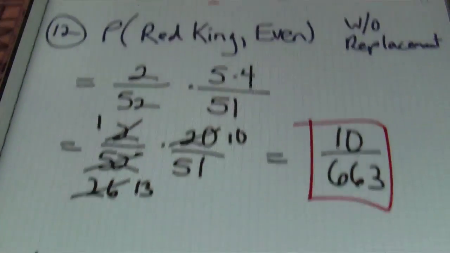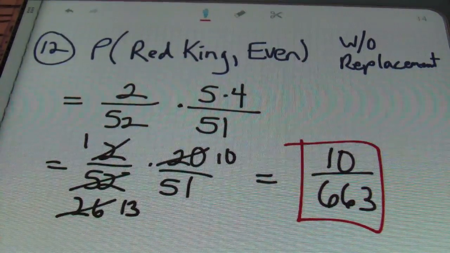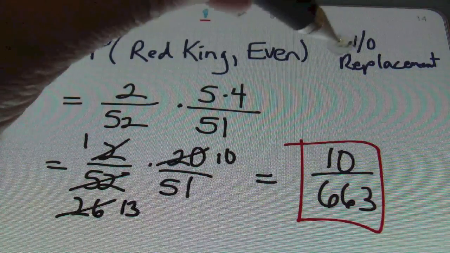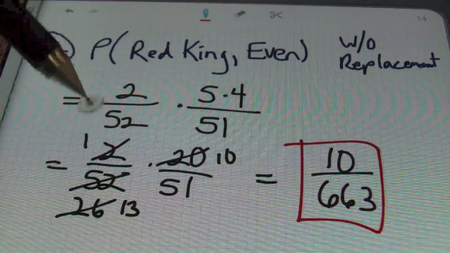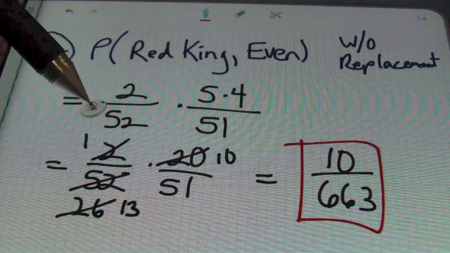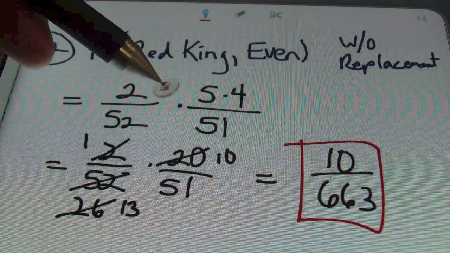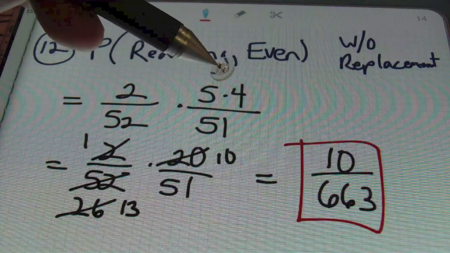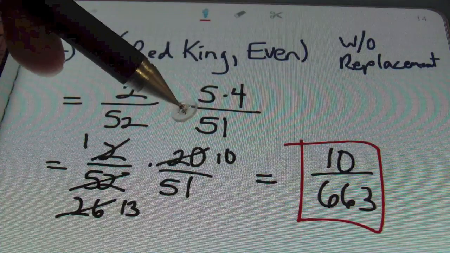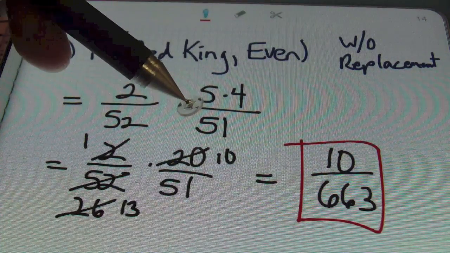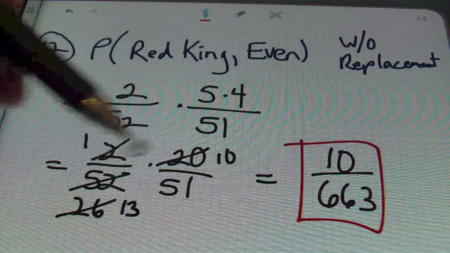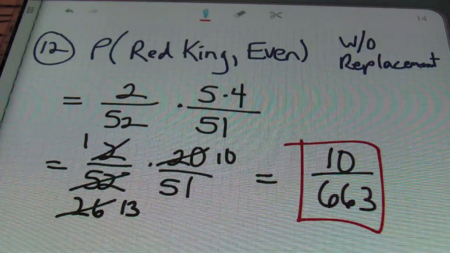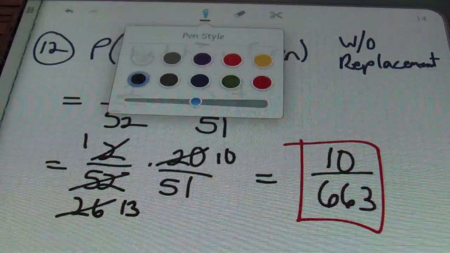Done and done. So once again, in setting this up, we had the probability of pulling a red king out for our first card and then an even numbered card without replacement. We had 2 kings out of the 52 cards, and then you'll multiply that when you pull out that second card, and we had 5 even numbers times the 4 suits to give us 20 over the remaining number of cards in the deck, which is 51 cards. So from there, you simplify and multiply straight across. You end up with 10 over 663 as your probability. And that's it, ladies and gentlemen. That was problem number 12.